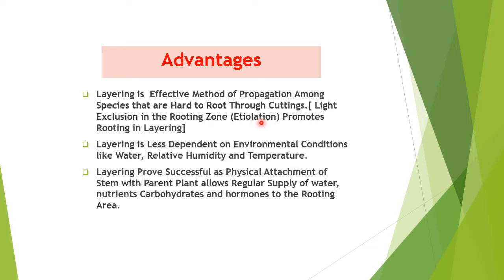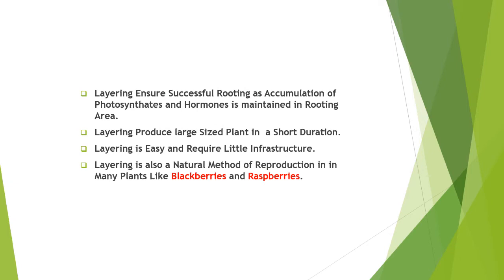Layering is less dependent on environmental conditions in comparison, like water, relative humidity and temperature, because layering proves successful as the physical attachment of a stem with the parent plant allows regular supply of water, nutrients, carbohydrates, hormones to the rooting area. That is why layering is less dependent on environmental conditions, because by all means it remains attached with the parent plant and it is getting the regular supply of water, relative humidity and temperature as is taken by the parent plant. Layering ensures successful rooting, as accumulation of photosynthates and hormones is maintained in the rooting area. So there is always a good supply of photosynthates and hormones to the area which is bent or put for layering. Layering produces large sized plants in a short duration.